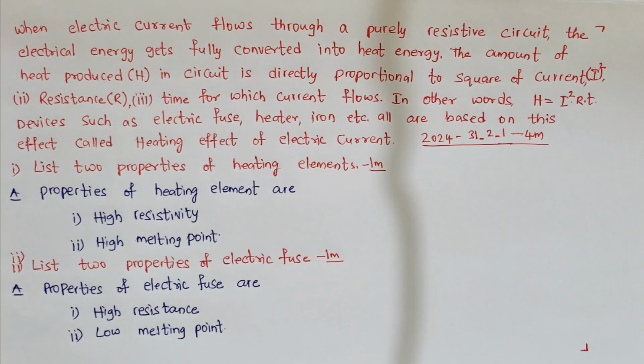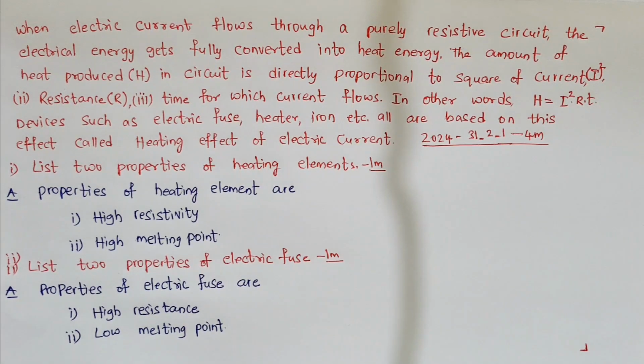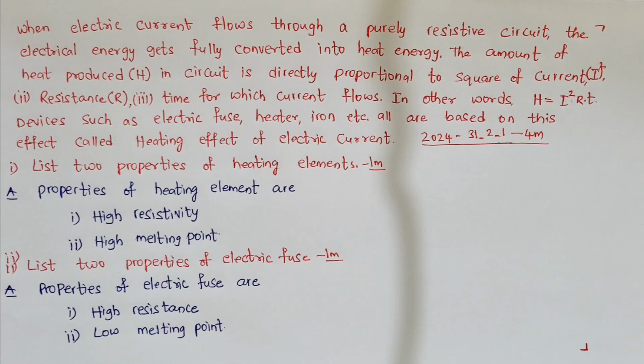And the next question which they asked was: list two properties of electric fuse. See, heating elements also work on the same effect called heating effect of electric current, and electric fuse also works on the same effect, but the properties of electric fuse are different, and the properties of heating elements are different. So what are the properties of electric fuse? Those properties will be high resistance and low melting point.